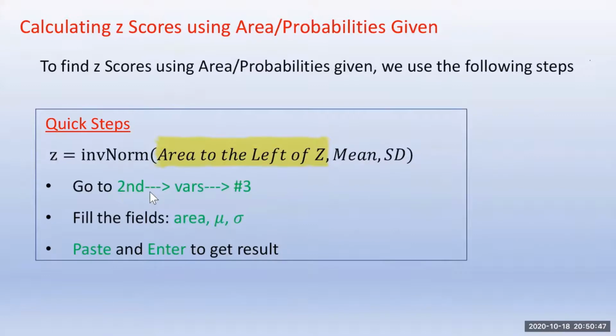We go to second, vars, and number three, to access the inverse normal distribution. We fill the spaces quickly, that is, we fill the area, mean, and the standard deviation. We paste the information in the main screen and hit enter to execute the result. We are going to take some examples to find the z-scores.